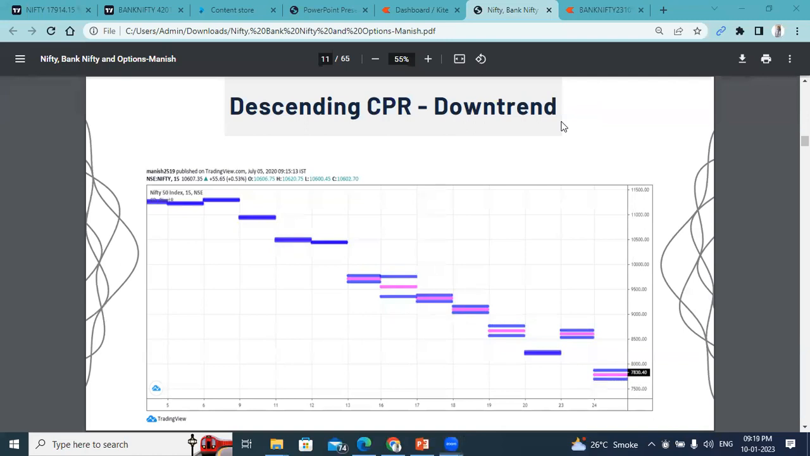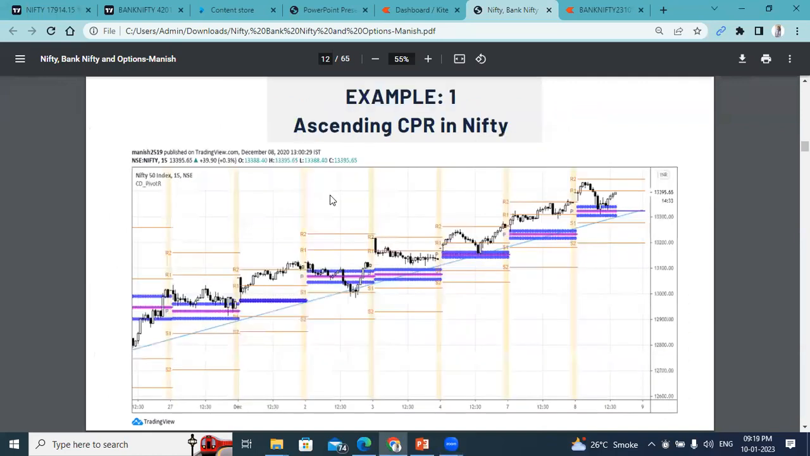Okay. So we will move ahead. Now this is the graph in front of you. CPR along with candles. आपको CPR भी दिख रहा है, यहाँ पर आपको candles भी दिख रही है. Look at this trading session. This is 27th. तो 27 से आप इसको check कीजिए till 8th. Can you see back to back we have ascending CPR? Back to back कौन सा CPR बना है? You can see here. It is ascending CPR. And see price is also moving in uptrend.